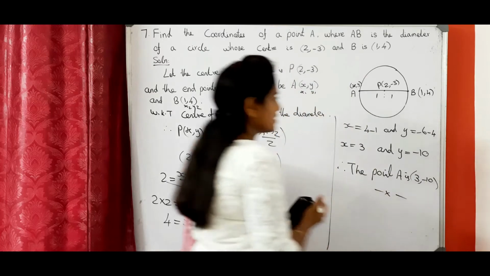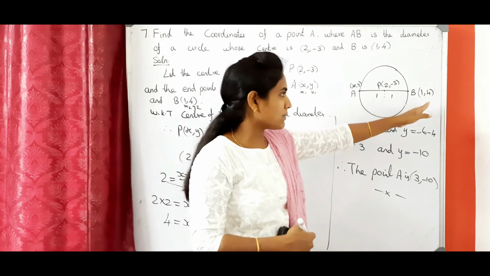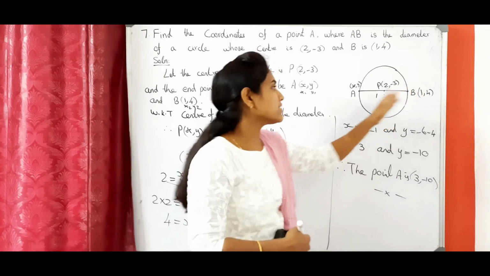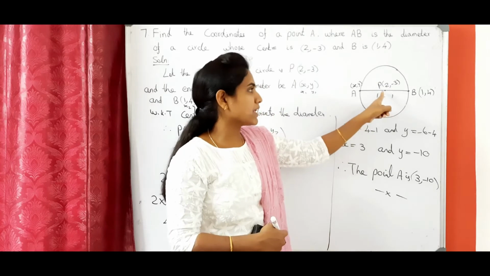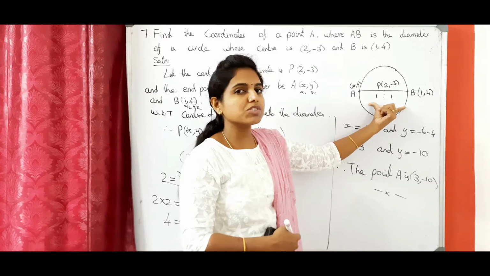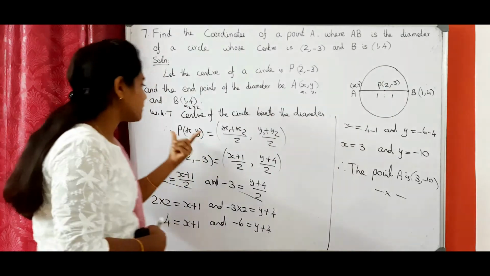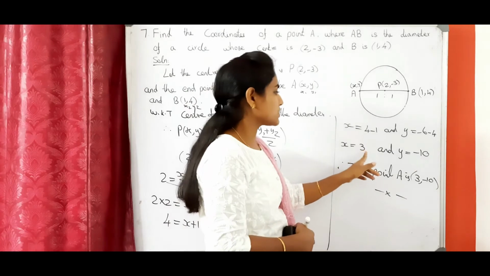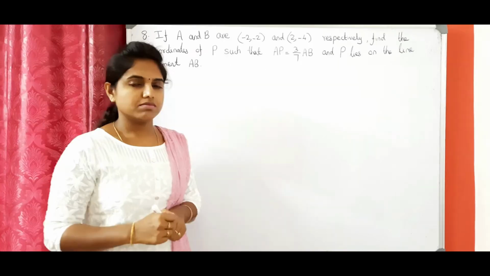One more time I will explain. They gave AB is the diameter of the circle and the center of the circle value, and the B point value also. They are asking us to find the point A. So P is the center of the circle, and we know the center of the circle bisects the diameter. Bisects the diameter means what? P is the midpoint of AB. That's why I applied the midpoint formula. Then apply all the values in the formula. You can get x equal to 3 and y equal to -10.